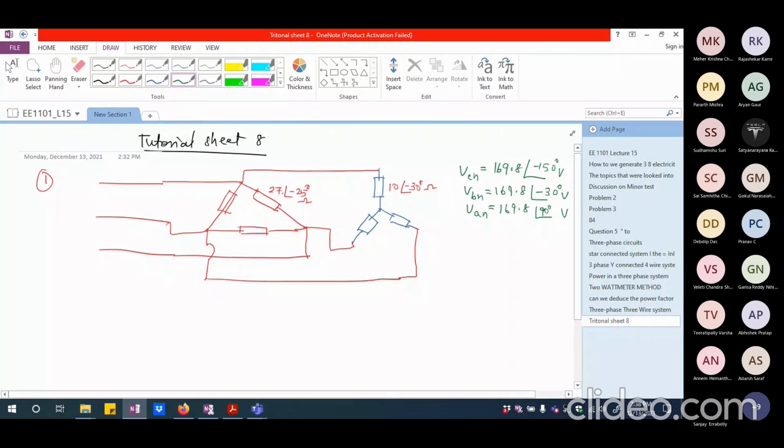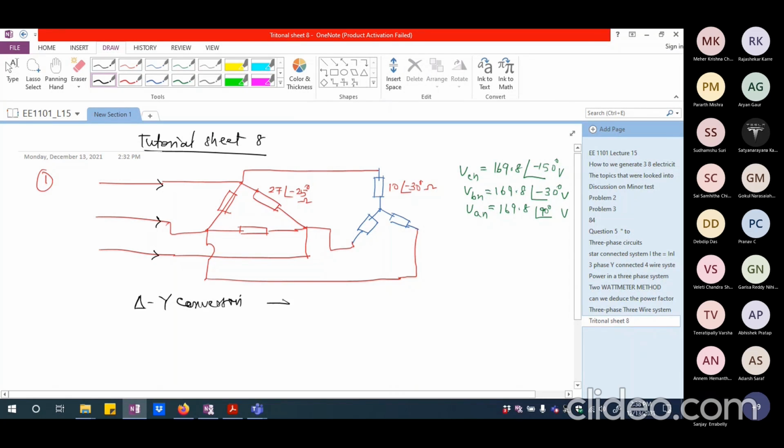Now we can do it in two ways. If you want, you can directly look at the delta per phase current and then try to convert that into line current. But that is a roundabout way. So we had already seen delta to star conversion.